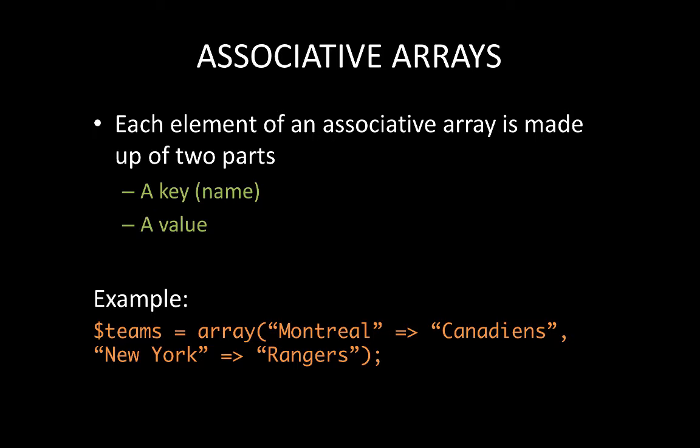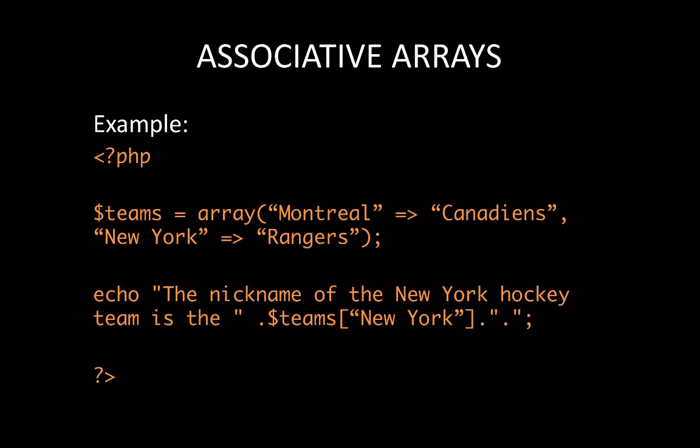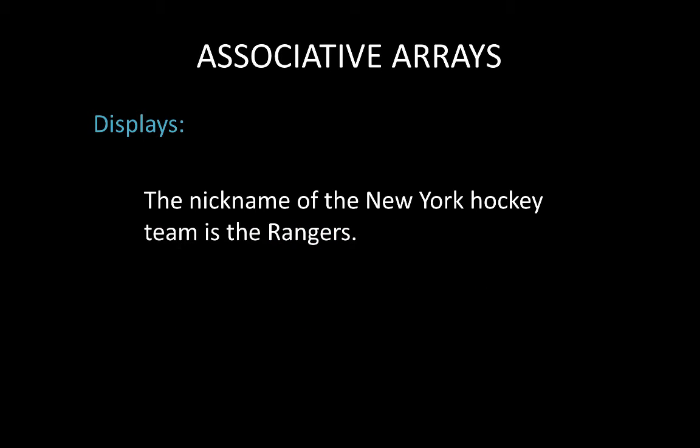So let's see what this looks like in action. So here's our associative array. We have the same one, but now we're going to echo it, and we're going to say the nickname of the New York hockey team. Yes, I know there's multiple, but just for the sake of this example, the nickname of the New York hockey team is the $teams, and now we are using that key or that name, which means it's the first value in this. This would actually read, the nickname of the New York hockey team is the Rangers.